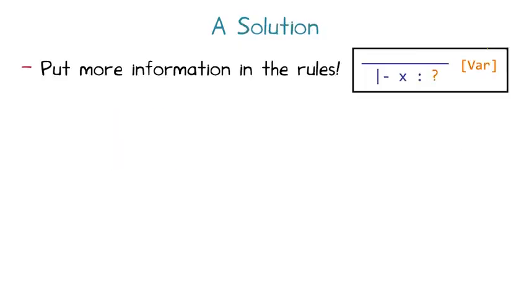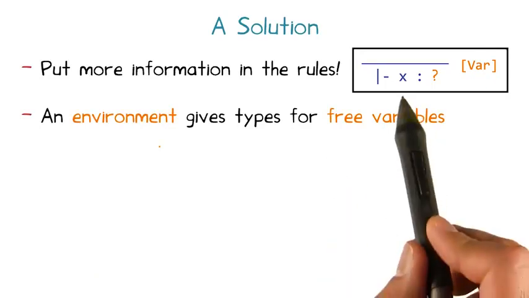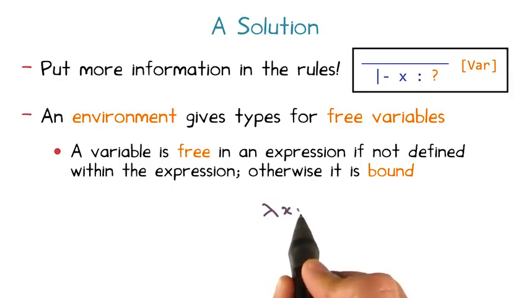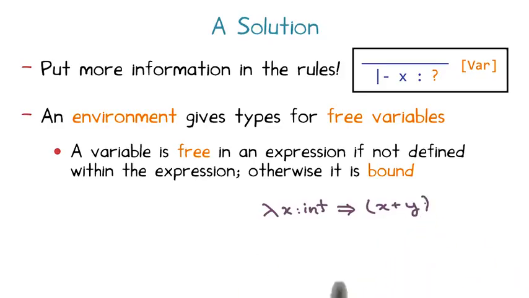The solution for our type system is to add more information to the rules. We can use an environment to give type information to free variables, such as X in the rule var. A variable is free in an expression if it is not defined within the expression itself. In contrast, a variable that is defined in an expression is called a bound variable. For instance, consider the expression lambda x of type int yielding x plus y. Variable y is free in this expression, but variable x is bound.